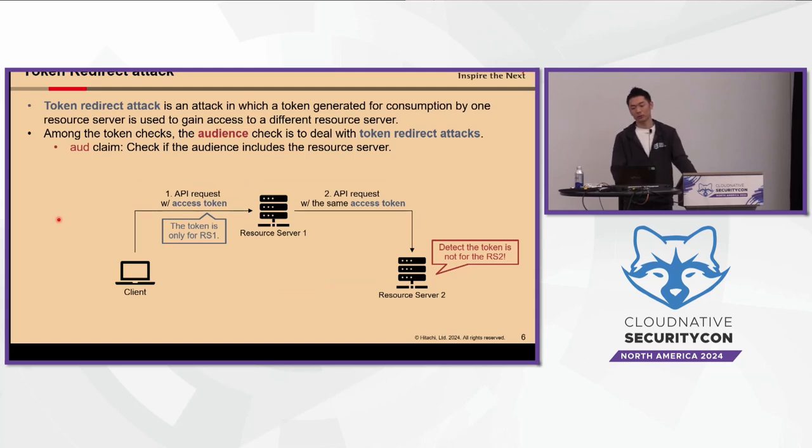There's a famous attack called token redirect attack. Token redirect attack is an attack in which a token generated for consumption by one resource server is used to gain access to a different resource server. Among the token checks, the audience check is to deal with token redirect attacks. As shown in the previous slide, the aud claim check is to check if the audience includes the resource server. Look at this figure. If resource server 2 checks the aud claim correctly and receives an access token only for resource server 1, resource server 2 can detect the token is not for resource server 2.